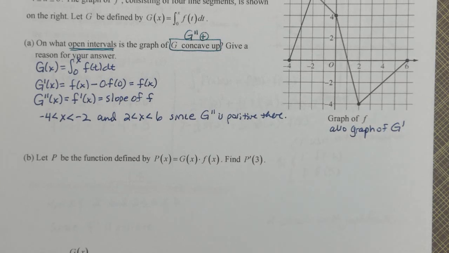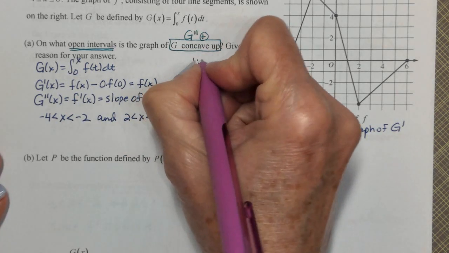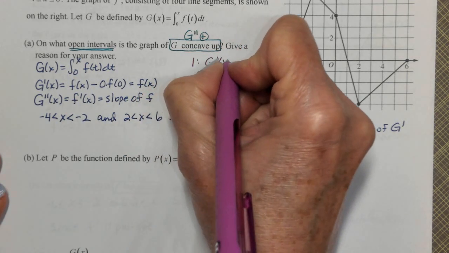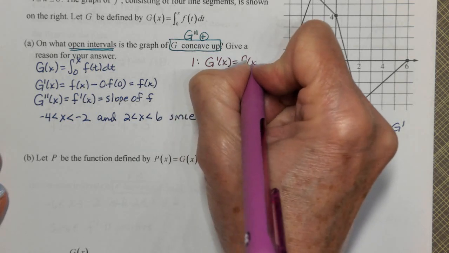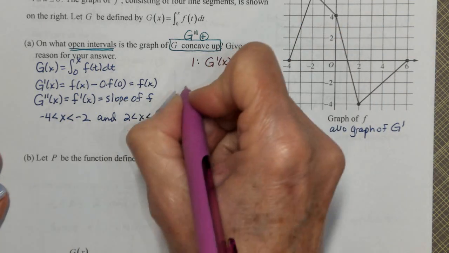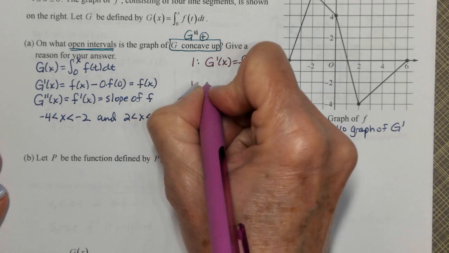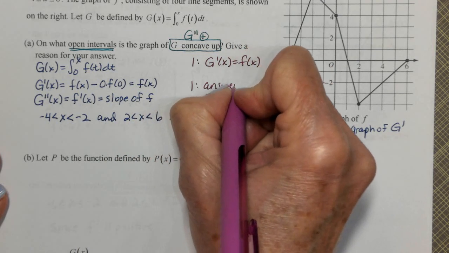Let's see what they scored this as. They scored this one. I'm on the wrong problem. I'm on 2018. Let me grab 2021. Here we are. Okay. They scored this, first of all, 1 point for saying that g prime of x is f of x, and then 1 point for the answer with reason.